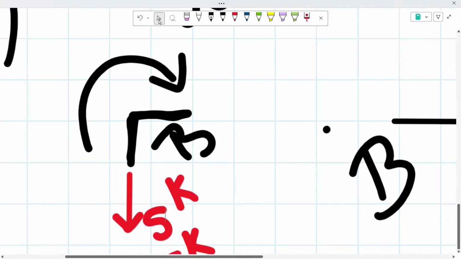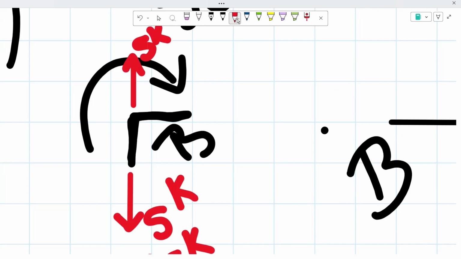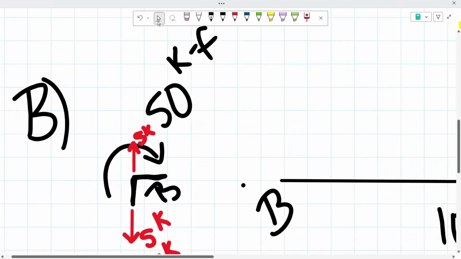Now looking at just the corner of B, we have to balance this out. Here we have five kips going downwards, so we need five kips going upwards to balance that out. And as you can see, we have a moment of 50 kip feet going clockwise. That means we're going to need 50 kip feet of a moment going counterclockwise.